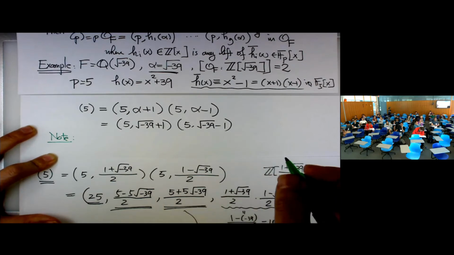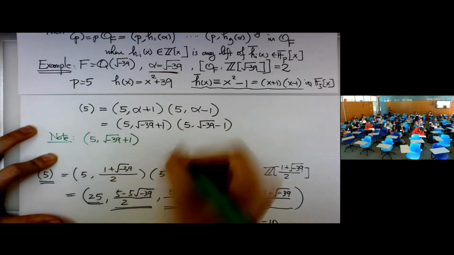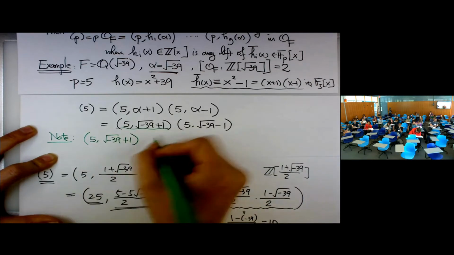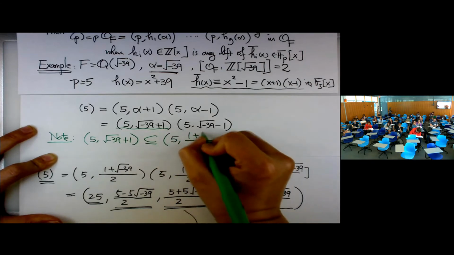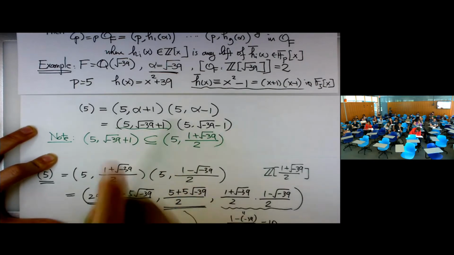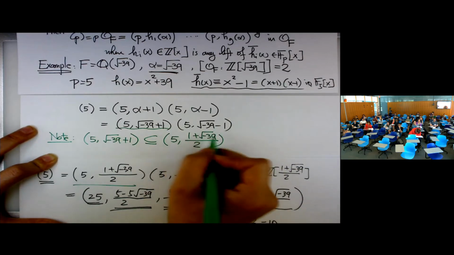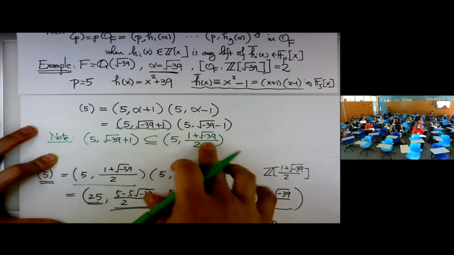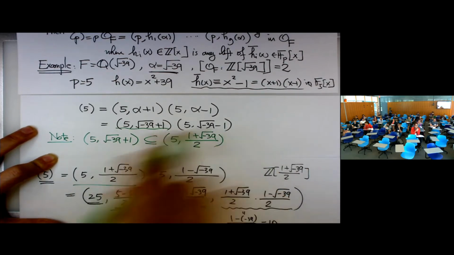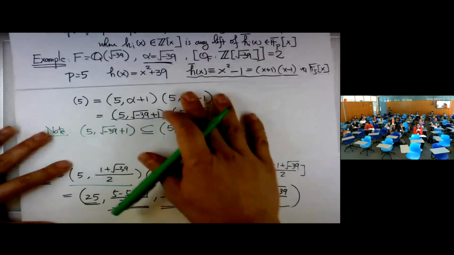So let's see, what is obvious? This ideal here is definitely inside the first factor here. Because here you have 1 plus root of negative 39 over 2, and here this is twice of that. Of course, this lives in here. So the first ideal is contained in the second ideal. But in fact, they're equal.